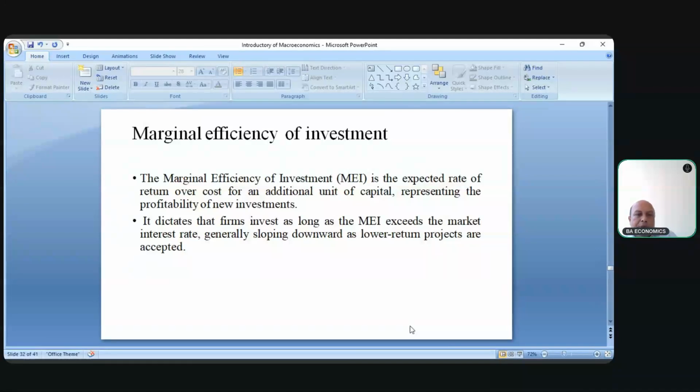So suppose the income generated is high compared to the cost of capital, then the investment level will increase. So in the second sentence, what is said?